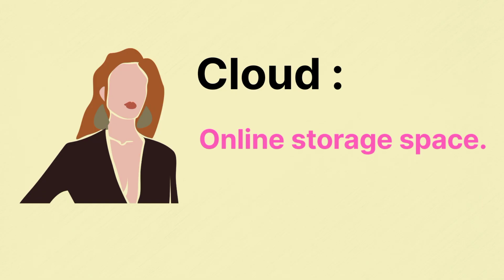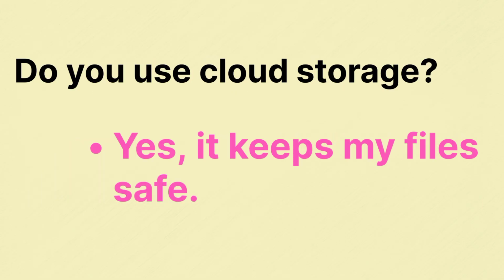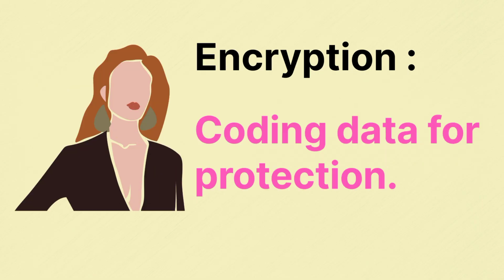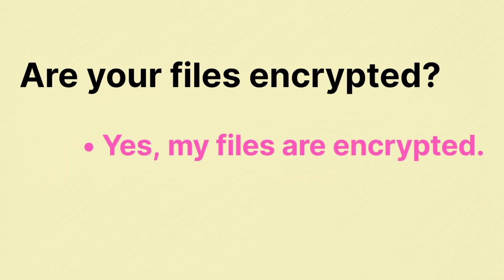Cloud. An online storage space is known as cloud. For example, did you use cloud storage? Yes, it keeps my files safe. Encryption. Coding data for protection is known as encryption. For example, are your files encrypted? Yes, my files are encrypted.